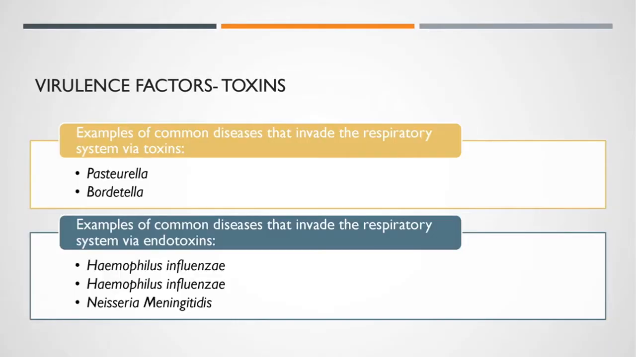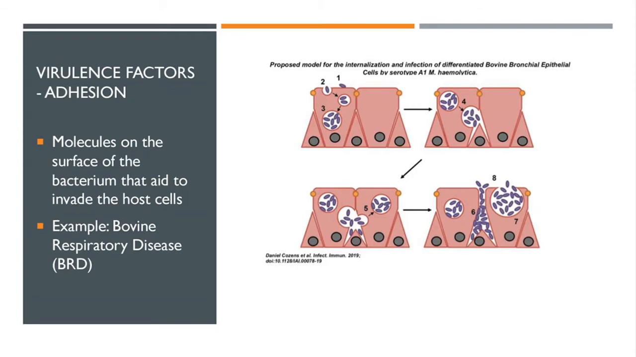Each exotoxin varies slightly in the structural composition and mode of action. Some examples are up on the slide. This includes Bordetella, which has a dermonecrotic toxin and a tracheocytotoxin to help cause infection. Adhesion factors are molecules on the surface of the bacteria that aid to invade the host cells. The constituents of bovine respiratory disease, which is usually a mix of bacteria such as Pasteurella and Mannheimia, use adhesion factors for rapid attachment and proliferation in respiratory epithelial cells.